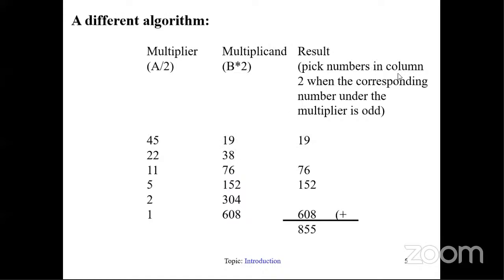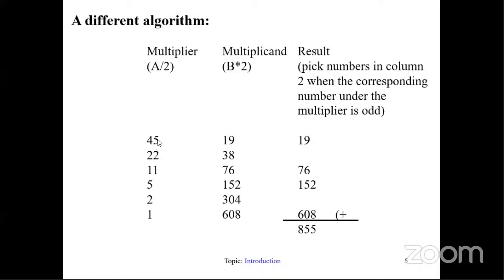But our result says that for each of these columns, the result will be picked when you have an odd number corresponding under the multiplier. We now have 19 here, 45 here. So 45 is odd. Because 45 is odd, we write 19. The rule said, pick the number in column 2. This is where we are picking the number. We are picking the number in column 2, and when the corresponding number under the multiplier is odd.